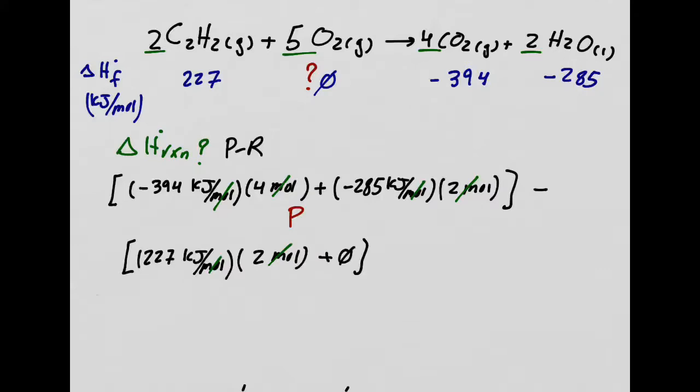So product minus reactant, but you have to care about the coefficient because you have to cancel out the number of moles. Now, if I do this, what I end up getting is negative 2600 kilojoules. Make sure you have the math down. So far, so good. Okay. So again, delta H of the formation. If you have delta H of the formation, you can figure out the delta H of the reaction by product minus reactant. Okay. Now, I want to talk about this delta H.